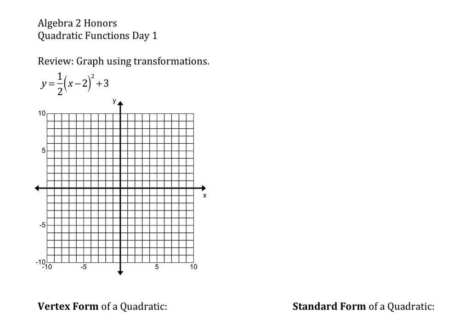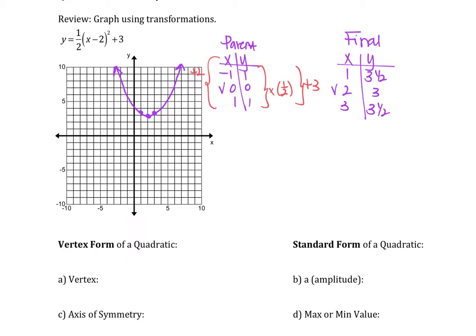I want you to start by reviewing graphing this quadratic with transformations. So pause the video, graph it, and then press play to get the answers. Okay, here's our answer. Here are my parent points. To the x's we are adding 2, and to the y's we are multiplying by 1/2 and then adding 3. So these are my final points.